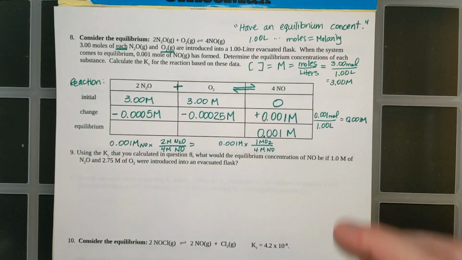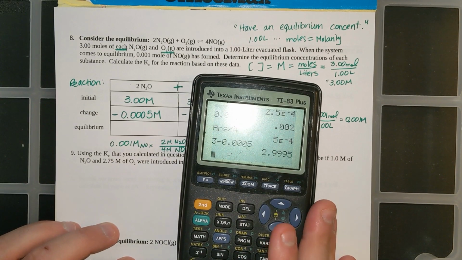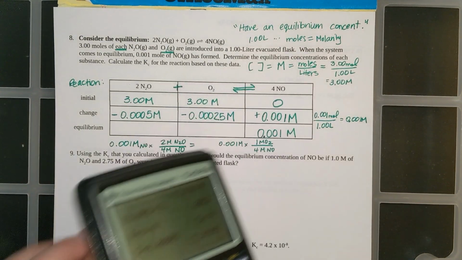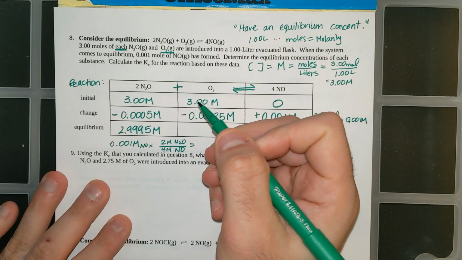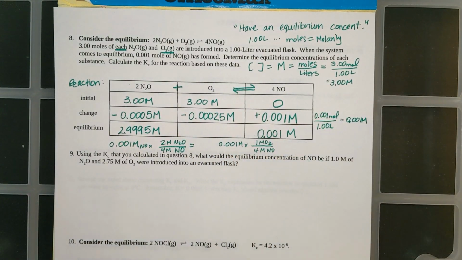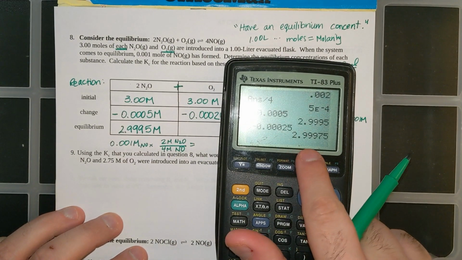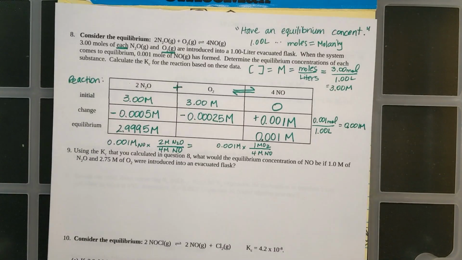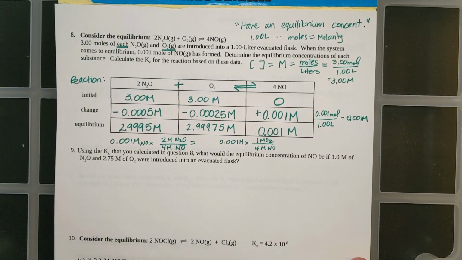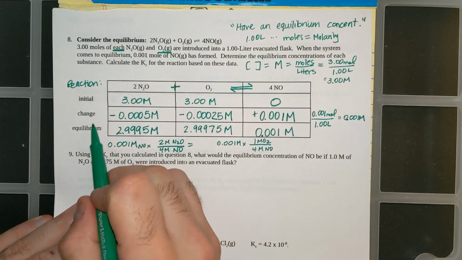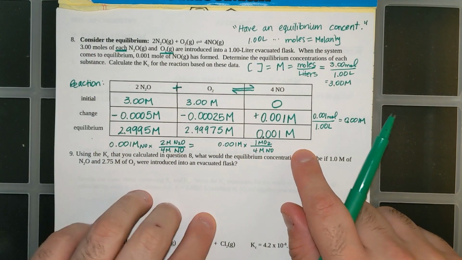So 3 minus 0.0005, I get 2.9995. I'm going to put all of those digits in there because I need them. 2.9995 molar remained. And then for this one, it's going to be 3 minus 0.00025, and I got 2.99975. I'm going to put that there. 2.99975 molar, and that's how much product is made. I have my equilibrium concentrations now. I was only able to do this because I had an equilibrium concentration, so I do stoichiometry with this.